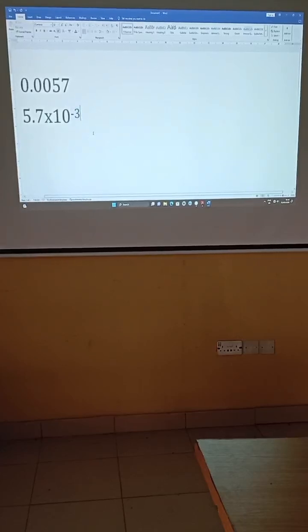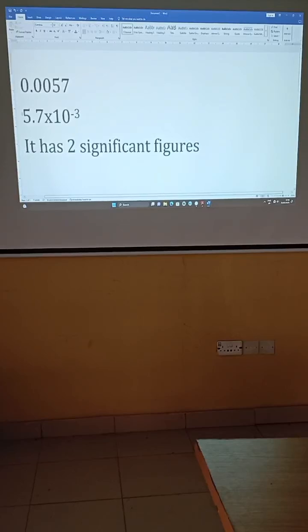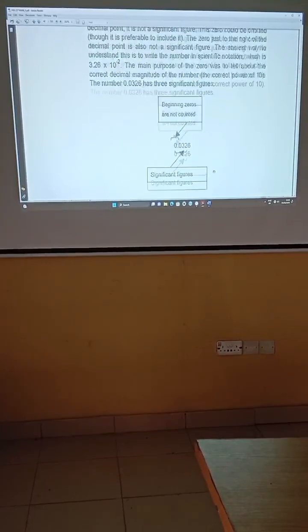Take it up that way, it becomes minus 3. Okay. So the number of significant figures it has is 2. I'll come down and say it has 2 significant figures. So that is it. Just 5 and 7. They are the significant figures. Right? That's just a quick example.